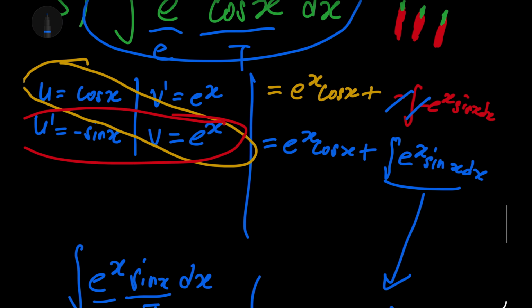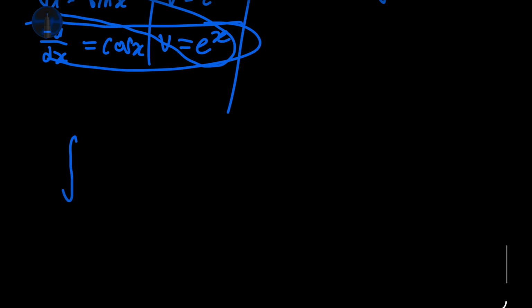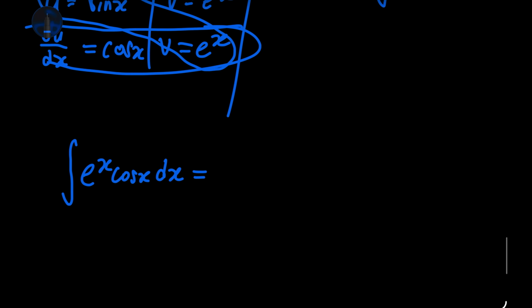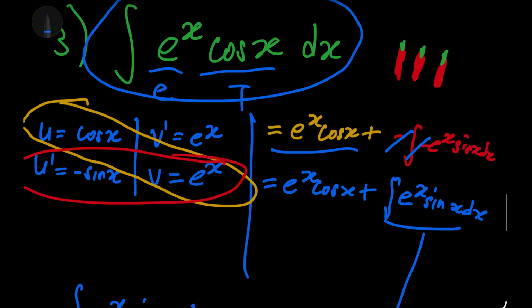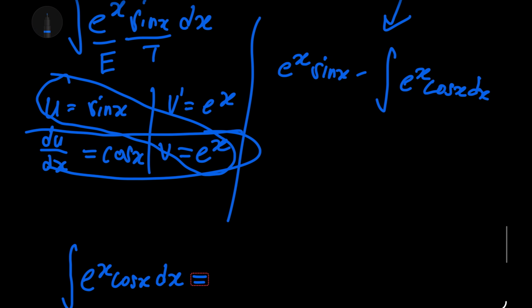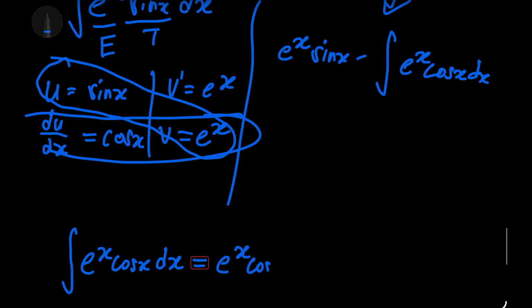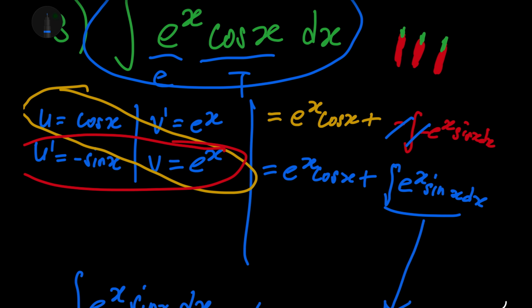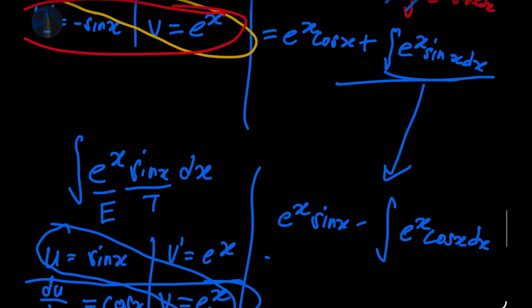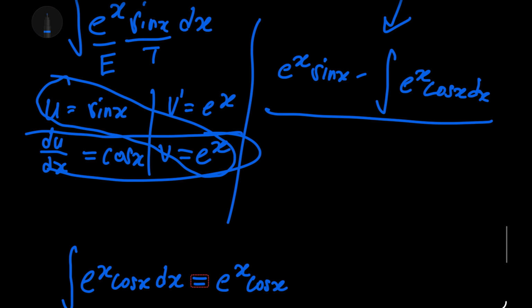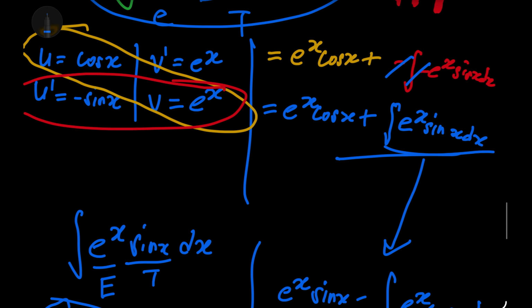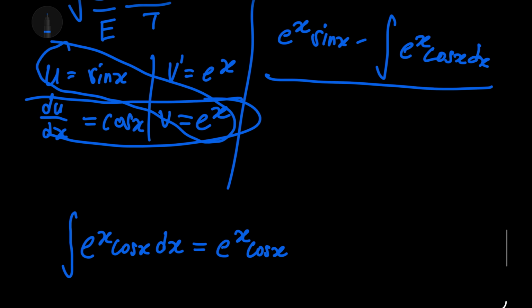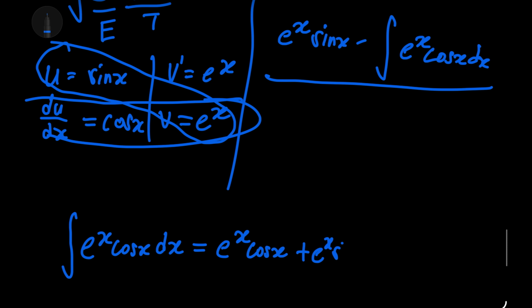So we started off with this integral of e to the x cosine x. That's what we're trying to find, on the left side: integral of e to the x cosine x dx. And then we set that equal to e to the x cosine x, and then we got the integral of e to the x sine x dx, which is e to the x sine x minus integral of e to the x cosine x. Be careful of the sign. In this case, it's a positive sign, so we'll do plus e to the x sine x minus integral of e to the x cosine x dx.